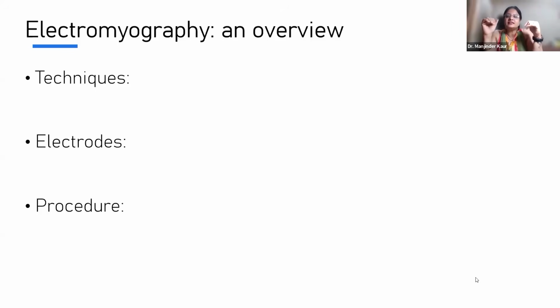So here there are two techniques by which we can do the study. The first is a very, very simple technique which is called the surface EMG. This is not very accurate, but yes, it gives reasonable results. Another is the needle EMG.